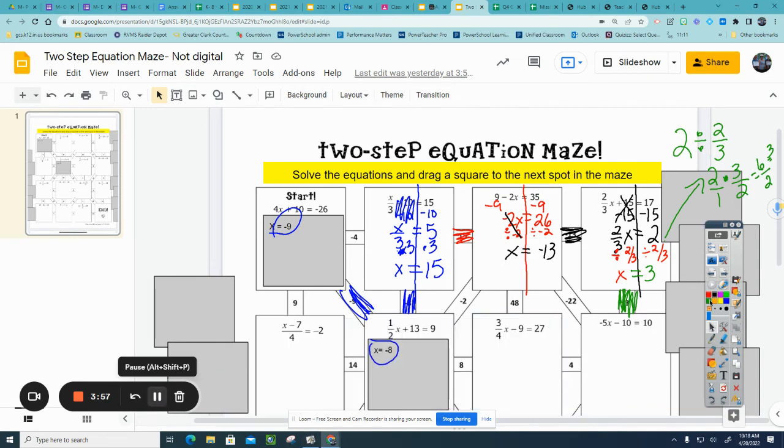All right. So this one, we're moving the 10 first. What's the opposite of -10? Positive 10. Whoops. You're left with -5x equals 10 plus 10, which is 20.